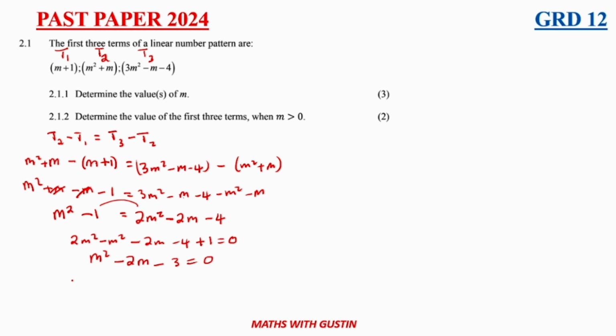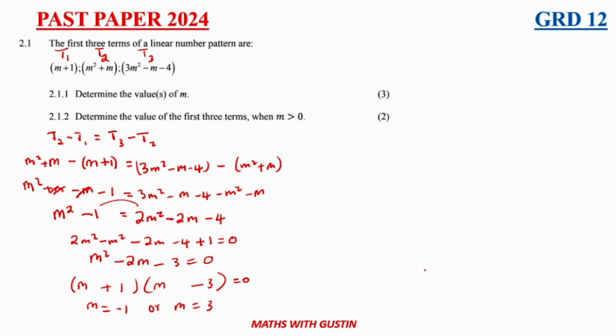This is a trinomial. Then to factorize a trinomial, we know what to do. We've got an m there, we have got an m there, two numbers. It's going to be negative 3 and plus 1. Therefore m is equal to negative 1, or m is equal to 3. All right, and that's how you would deal with this one.